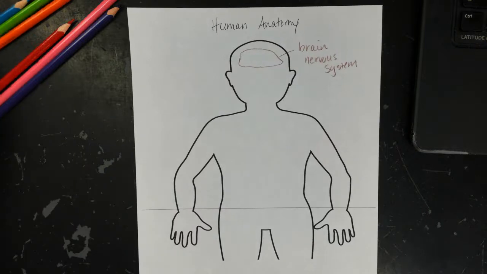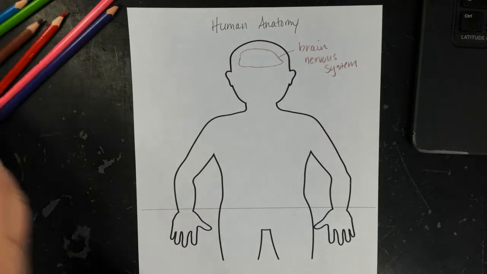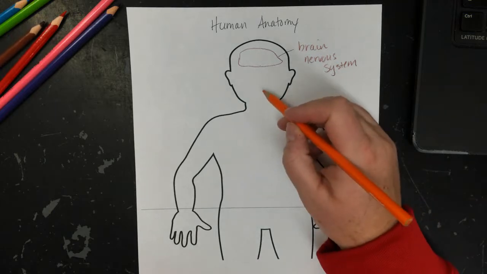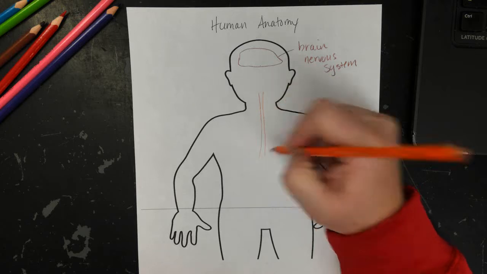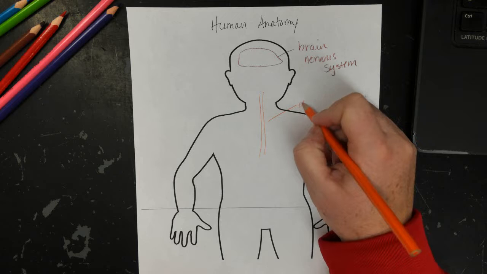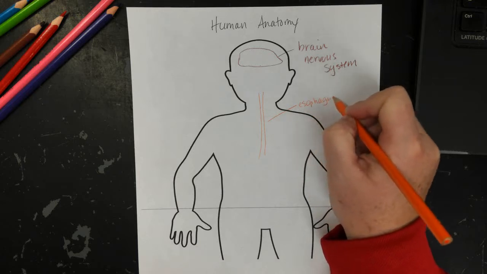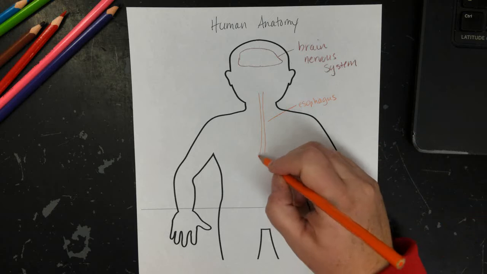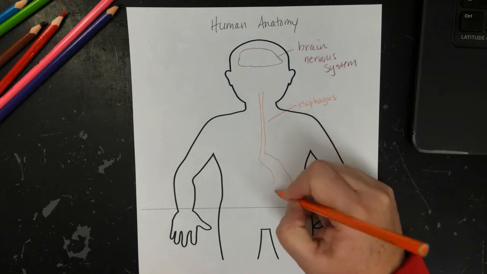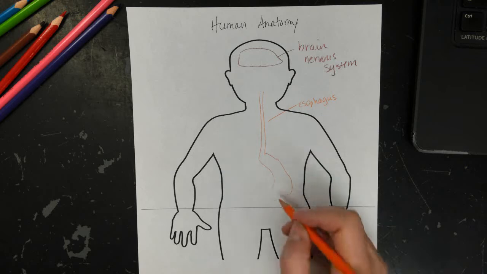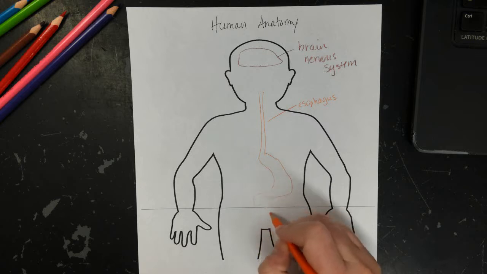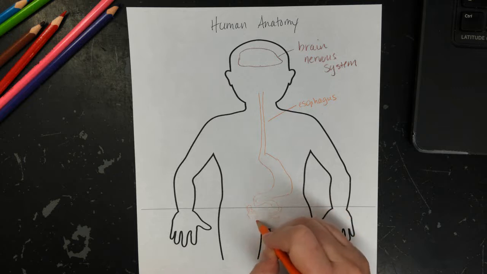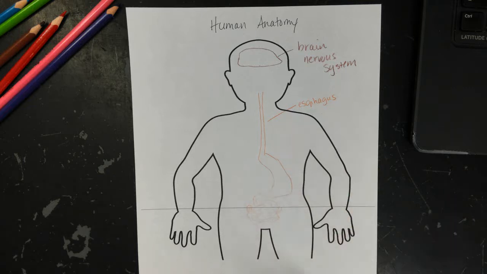The next system we'll look at is the digestive system. I'll go ahead and do this one in orange. Digestion starts in the mouth, and it goes into the esophagus. So this is the esophagus. The esophagus goes into the stomach. Stomach over here. And that stomach goes into the small intestines, which is going to be just kind of a series of, your small intestines are all kind of smushed in your abdomen all together.